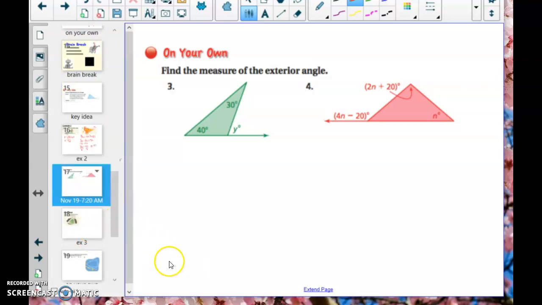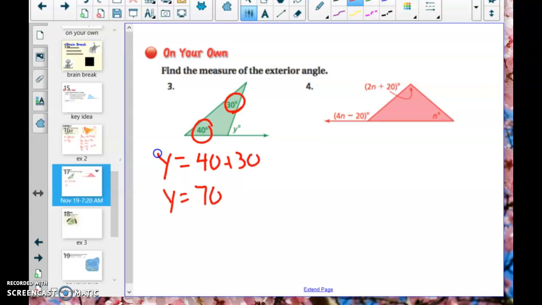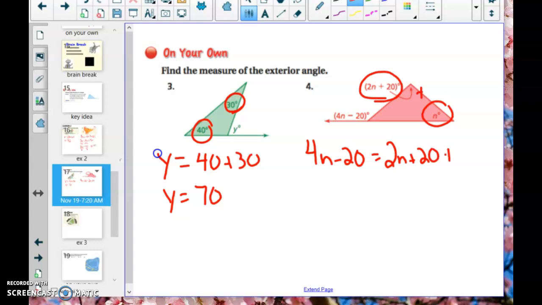All right, to check those two, this exterior angle would have to be equal to 40 plus 30. Well, 40 plus 30 would be equal to 70, so the y there would equal 70. 4n minus 20 has to equal those two angles added together because they are my two interior angles. When I add them together, that has to equal that exterior angle.